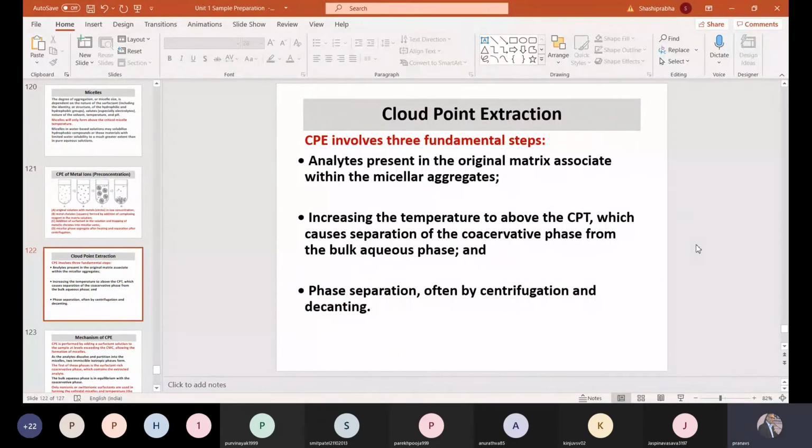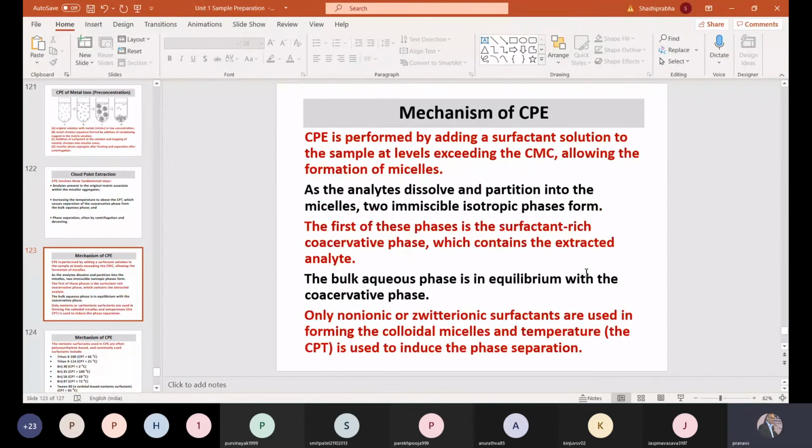So there are three steps. Creating a micelle by adding a surfactant, increasing the temperature above the cloud point temperature, which is the temperature above which there is cloud formation. That means there is micelle formation. And then when you cool it down or you centrifuge it, it will form a distinct phase. एक phase बन जाएगा, phase separation हो जाएगा, and which can be removed, decanted or centrifuged. So this is what it is all about.